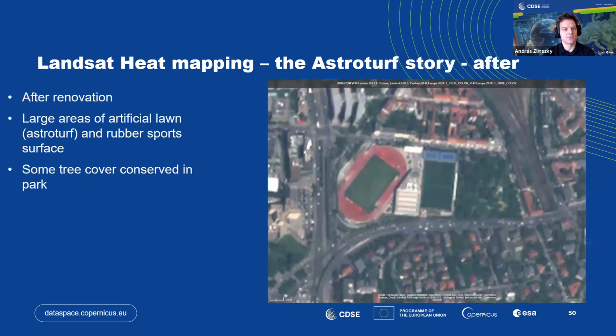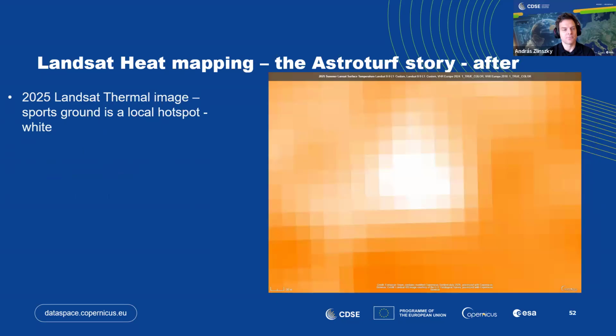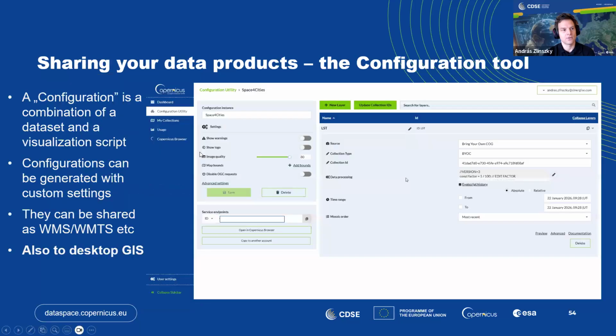And this is even sufficient to show you the change from a local cold spot to a local hotspot due to a renovation project. So if you want to investigate your urban heat islands, you can combine these data sets. You can look at different steps in resolution, and put together, you will be able to see the effects of various interventions. So much for case studies.